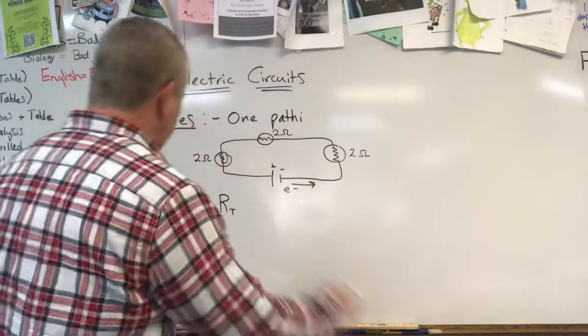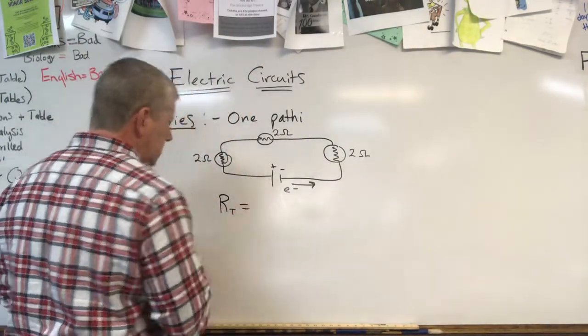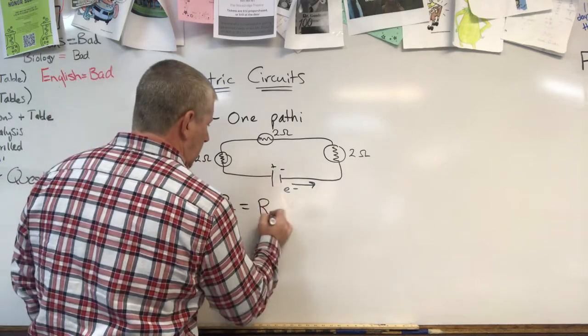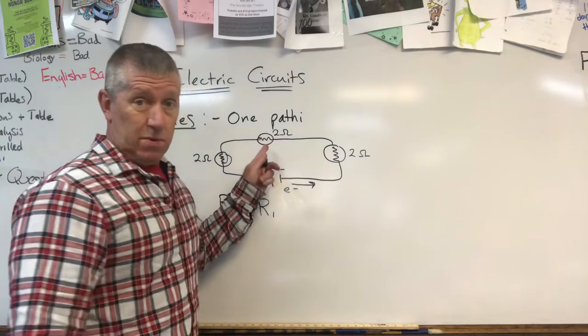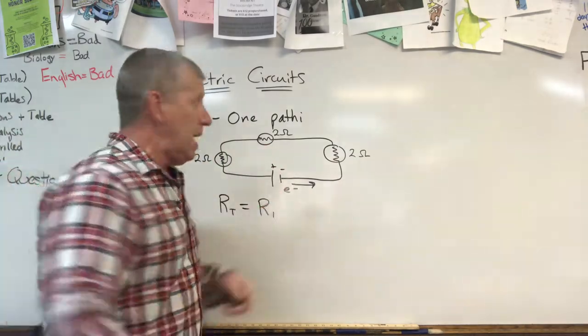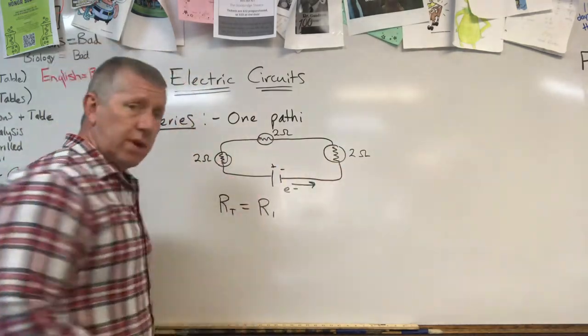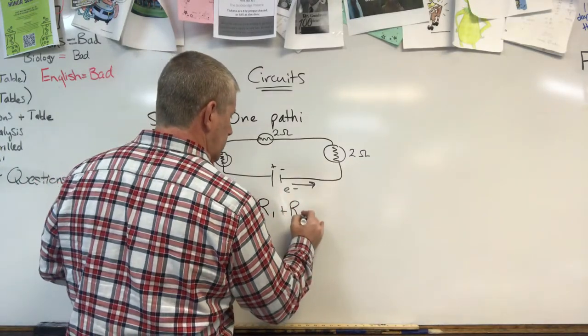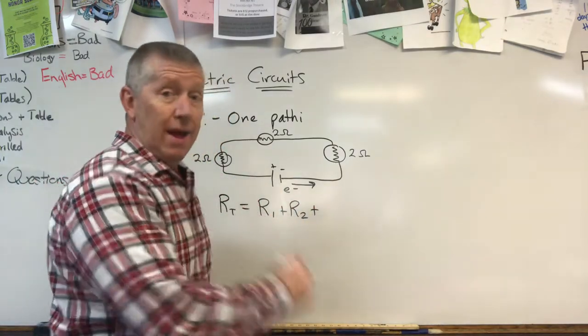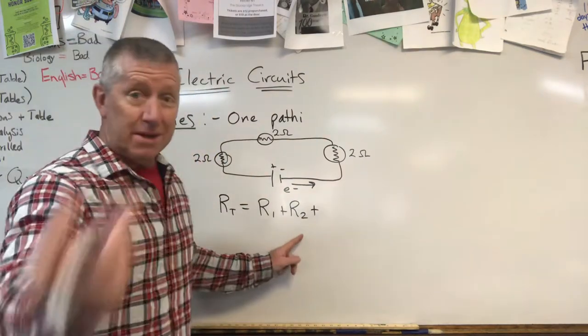Now, R total resistance is R1. We'll call this one resistor 1, resistor 2, resistor 3. We add them all up directly. So R1 plus R2 plus R3.